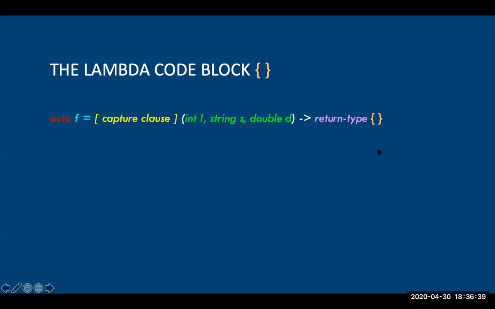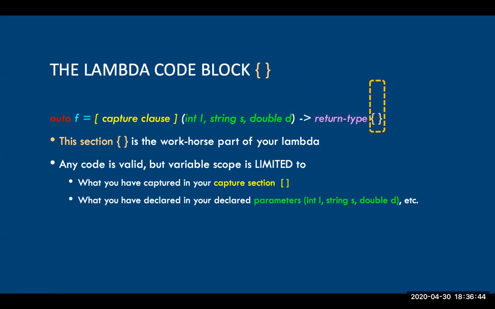But the final part here, or the almost final part, is our implementation section. Any code in here is valid, right? But the scope is limited to two things, right? What you put in the capture section and what you have declared as parameters. So it's kind of crazy. Never before have we been able to write a function where we can literally use the straight name that's existed in the scope in which the function was called. But that's what our capture clause gives us.